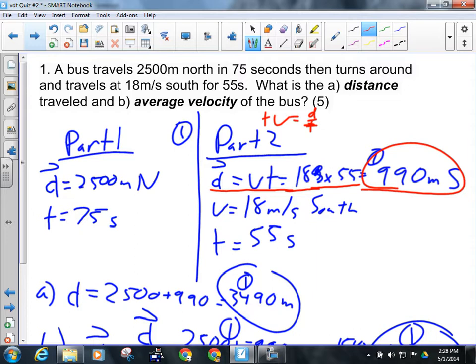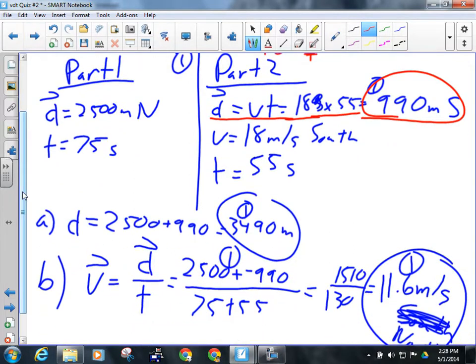All right, so that's our first thing. Now, can I find the total distance traveled since I know how far it went in part 1? What do I do with those two numbers? Add them together, regardless of their direction. So 2,500 plus 990 should give us 3,490 meters. Another mark for that step.